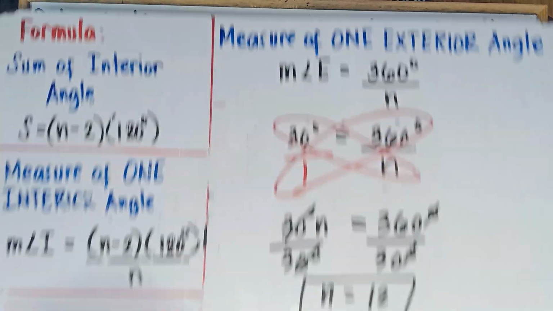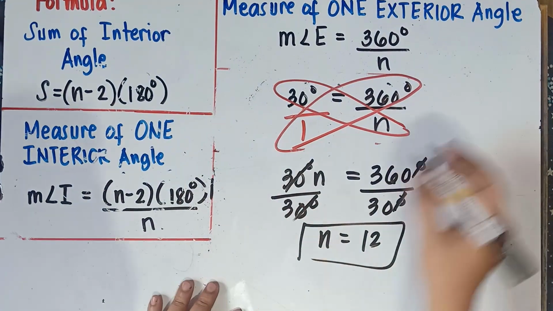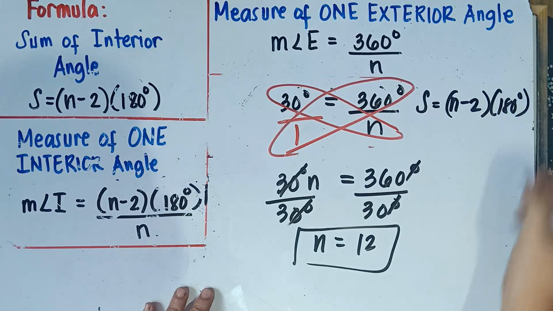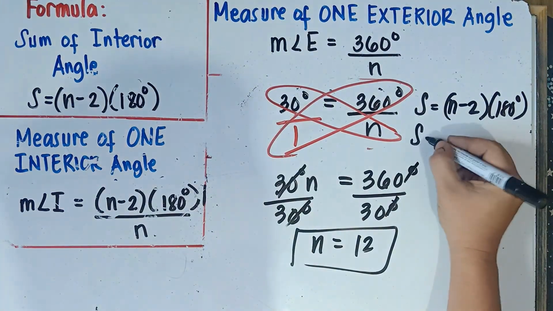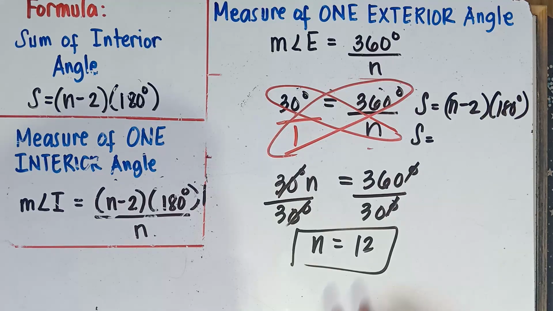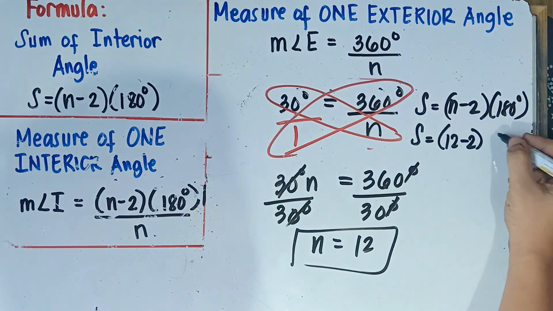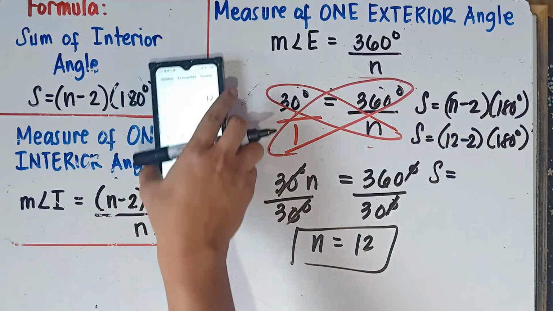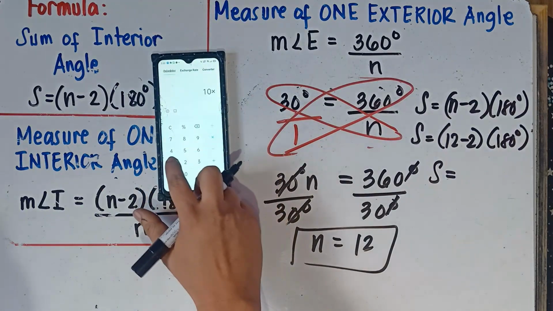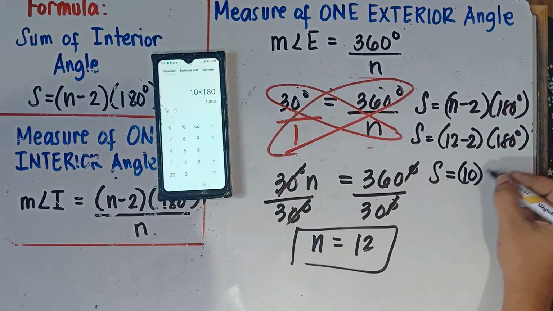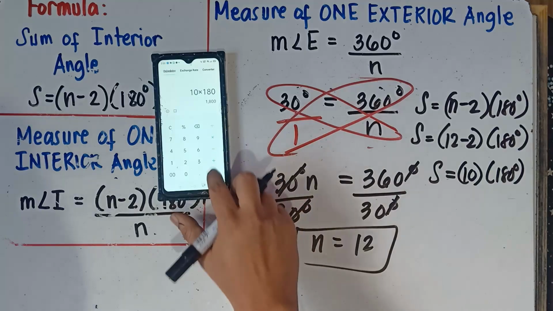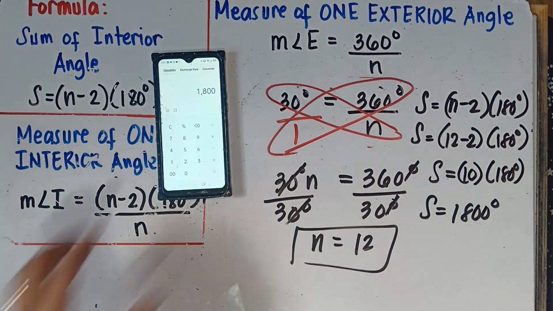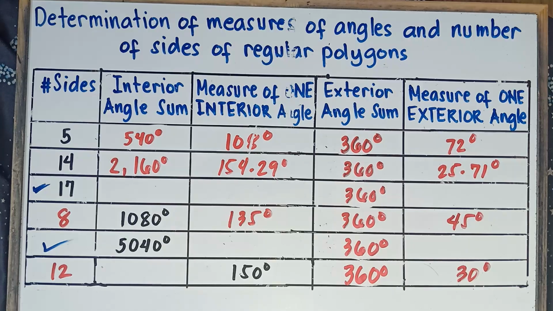Alright, and then to find the sum, we can use this formula, class. So sum is equal to n minus 2 times 180 degrees. Sum is equal to n, the number of sides, that would be 12. 12 minus 2 times 180 degrees. So 12 minus 2, that would be 10 times 180 degrees. So the answer, that would be 1,800 degrees. All set.